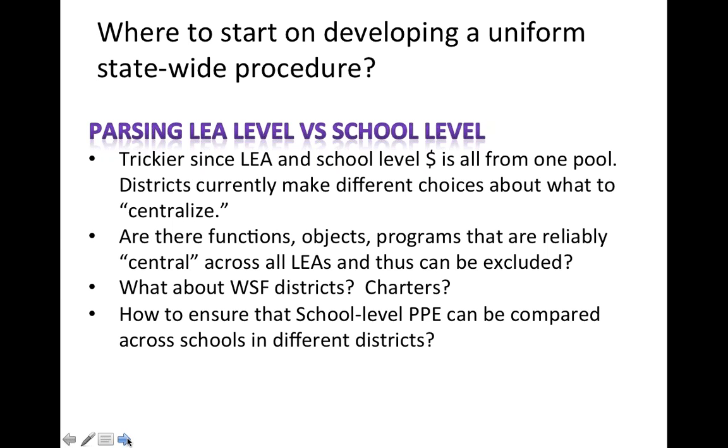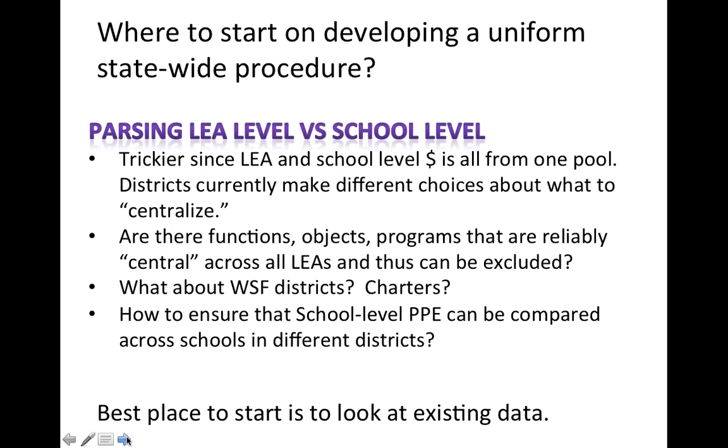What about weighted student formula districts? What about charters? What about very small districts with only one school? Which raises this question: how do we ensure the school level per pupil expenditure can actually be compared across schools in different districts, which is really one of the big goals here. So let's take a look at some data, since that seems to be the best place to start.